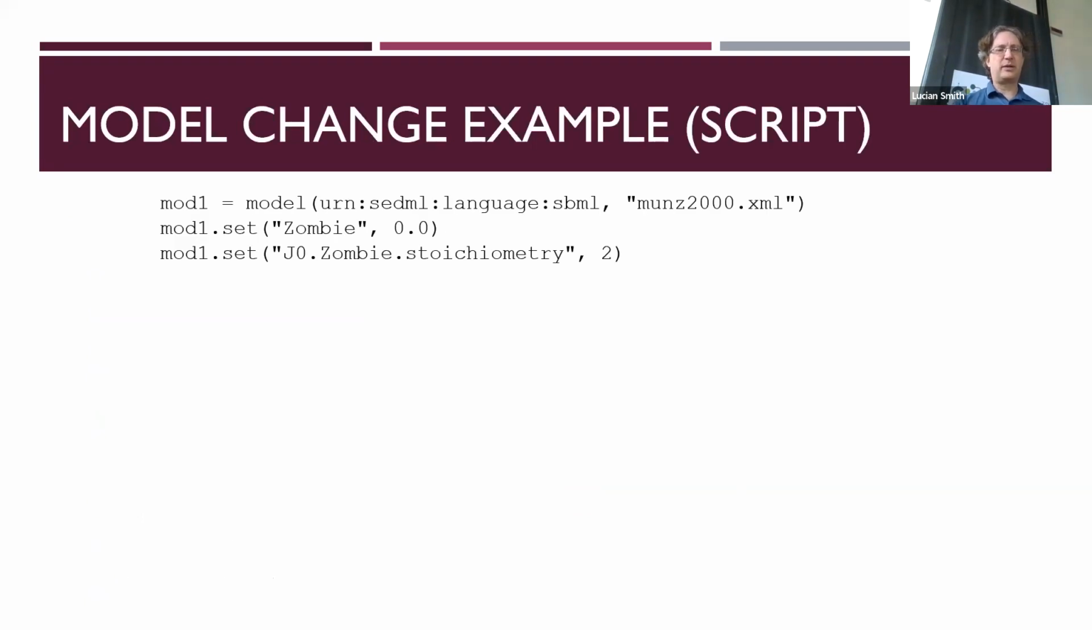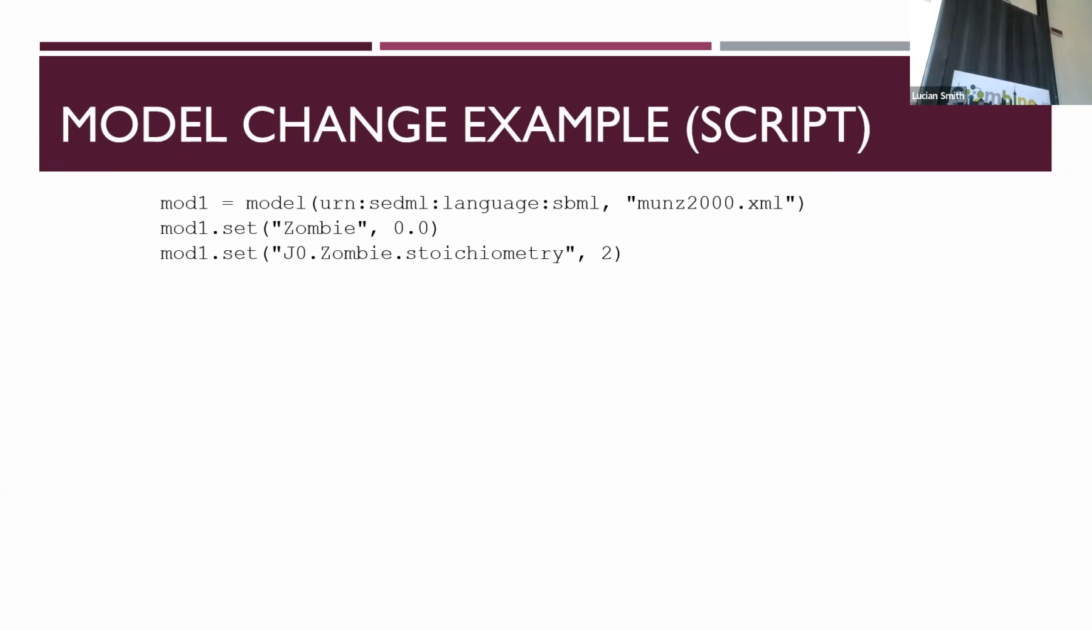So here's an example, right? mod1 is this model I loaded in. It's an SED-ML model I loaded from 2000, which is a zombie apocalypse model. And I set an initialization to a new thing. But then I also change the stoichiometry of a reaction to something new. Now that's a new model, right?